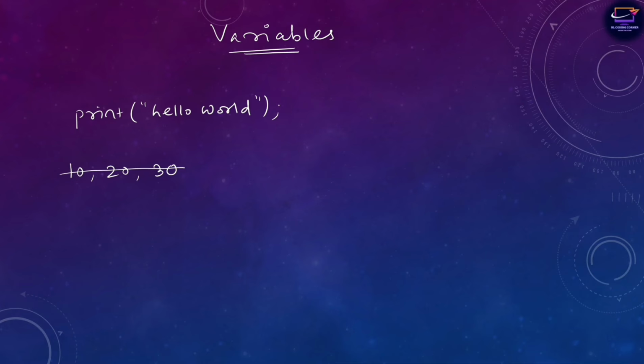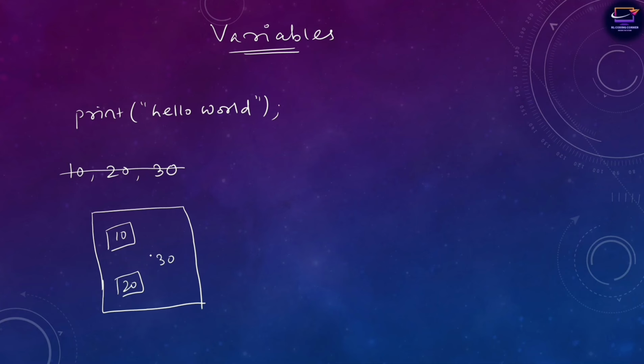So now to store these numbers, to store some values, what do you need? You need a variable name. Like see, suppose this is a memory of a computer, and if I store 10 here, 20 here and 30 here in any random locations, so these are having some addresses. Suppose address of 10 is 1000, address of 20 is 1024 and address of 30 is 3000.